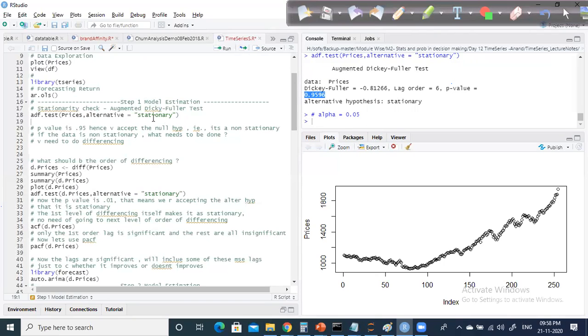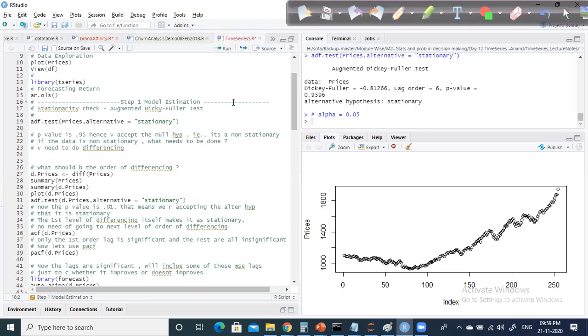What is my null hypothesis? Non-stationary. Alternative is stationary. Only when I reject the null hypothesis can I say, yes, it is stationary. By default, H sub 0 is nothing but the null hypothesis, and the null hypothesis is the non-stationary. That's why there is a parameter called alternative, and I mentioned stationary here.